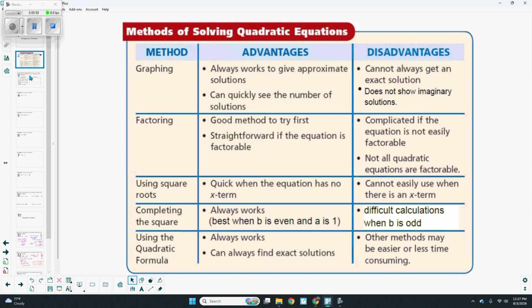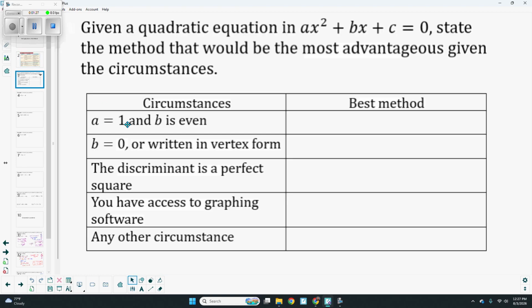Completing the square is great because it always works, but we really only want to do it when b is even and a is 1. It's very difficult to do when b is odd or a is not 1. Using the quadratic formula is fantastic because it always works and you can always find exact solutions, but other things may be easier to do. So what I would do is check what is the best scenario for each one. If a is 1 and b is even, the best thing we can do is complete the square.